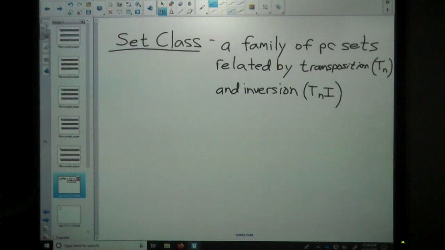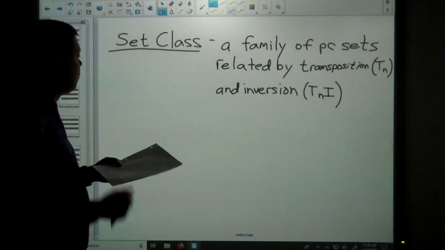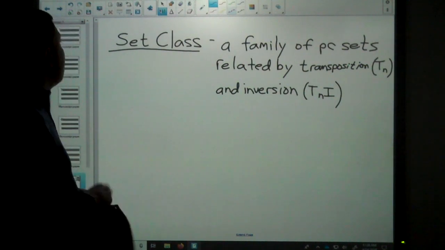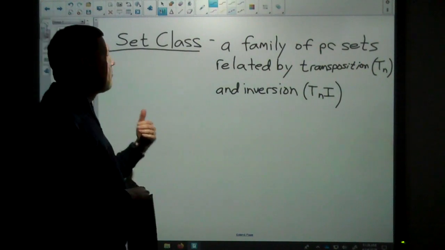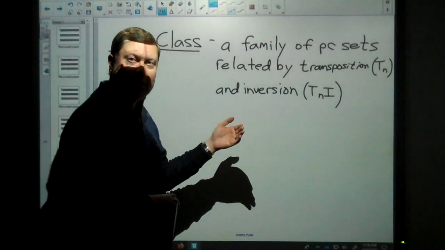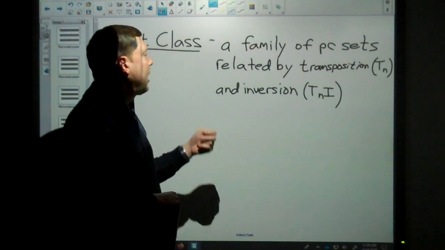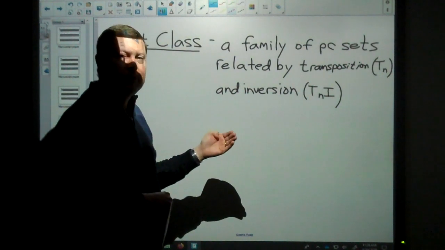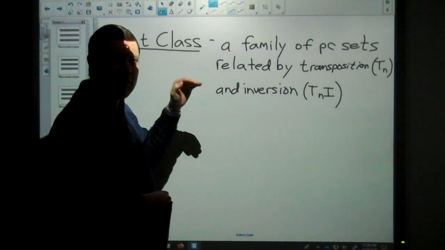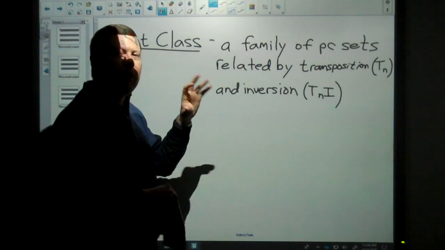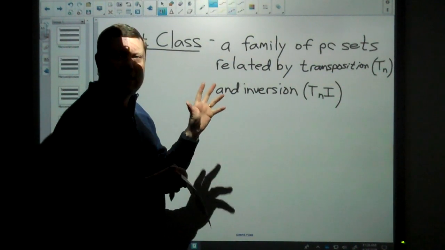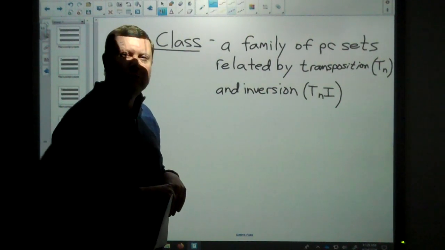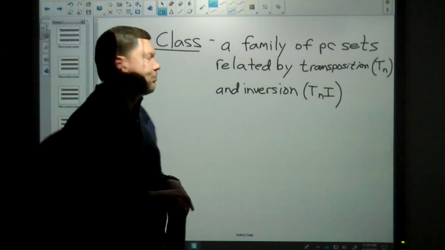Now, normally in any set class, there are usually 24 sets that belong to a single set class. Those 24 sets come from the 12 transpositions of any pitch class set, and then an inversion of a pitch class set and its 12 transpositions are also possible. So there are 12 transpositions, and then there are basically 12 inversions. That is to say, there's one inversion, but that can be transposed to start on 11 different pitches as well. So 12 and 12 equals 24.